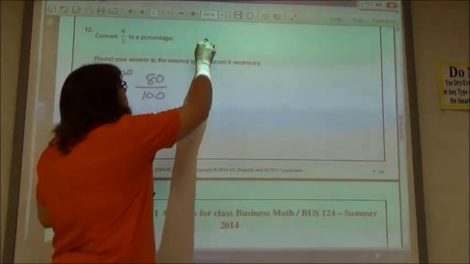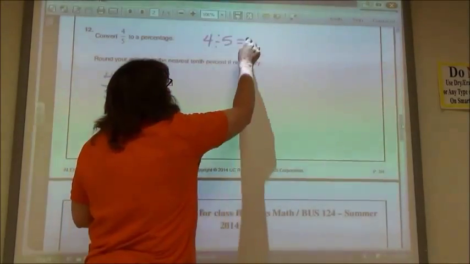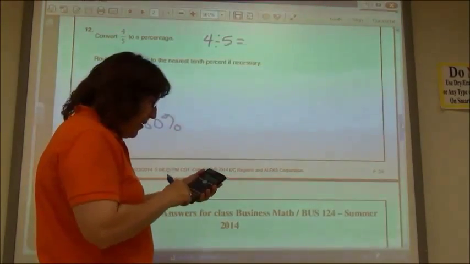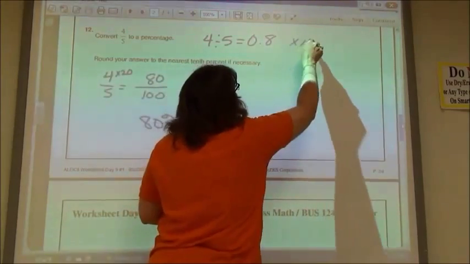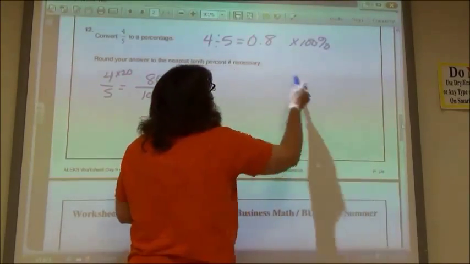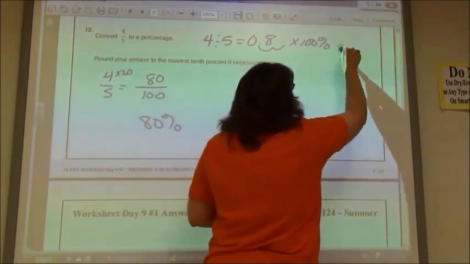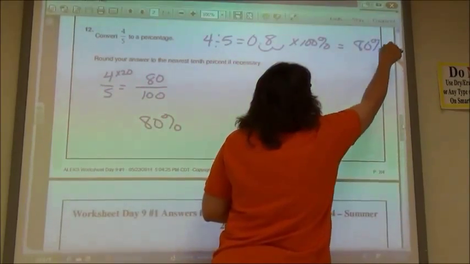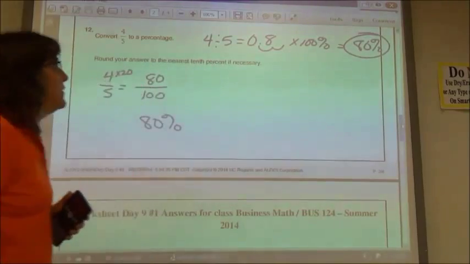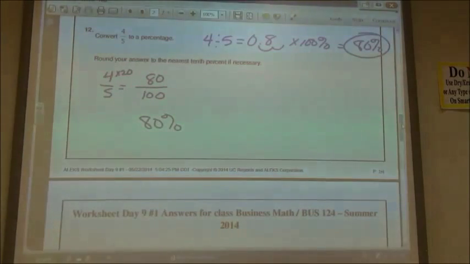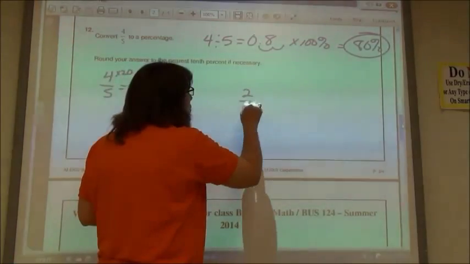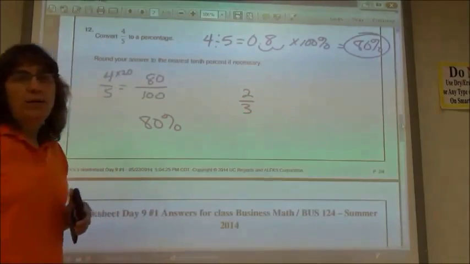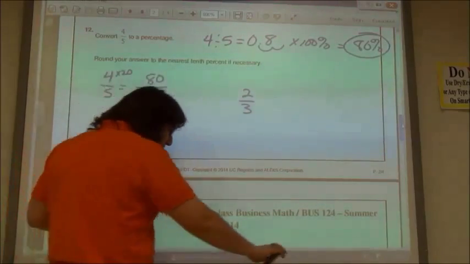Or 4 divided by 5. 4 divided by 5 gives me 0.8. I have to times it by 100 to add the percent sign, so move it 2 places, 0.8, 80%. Either way, I get the same answer. So it's kind of a matter of preference. However, if you'd have something like 2/3, 3 doesn't go into 100, you'd have to do it the other way.